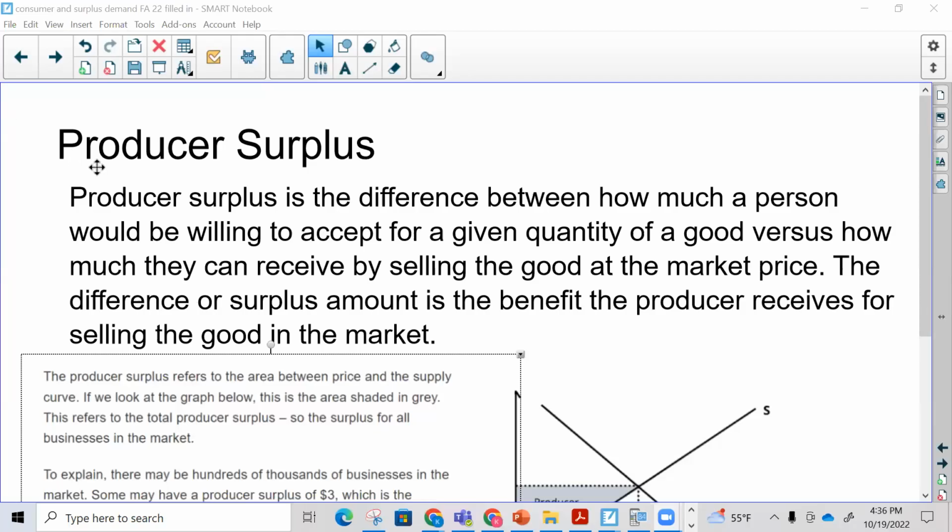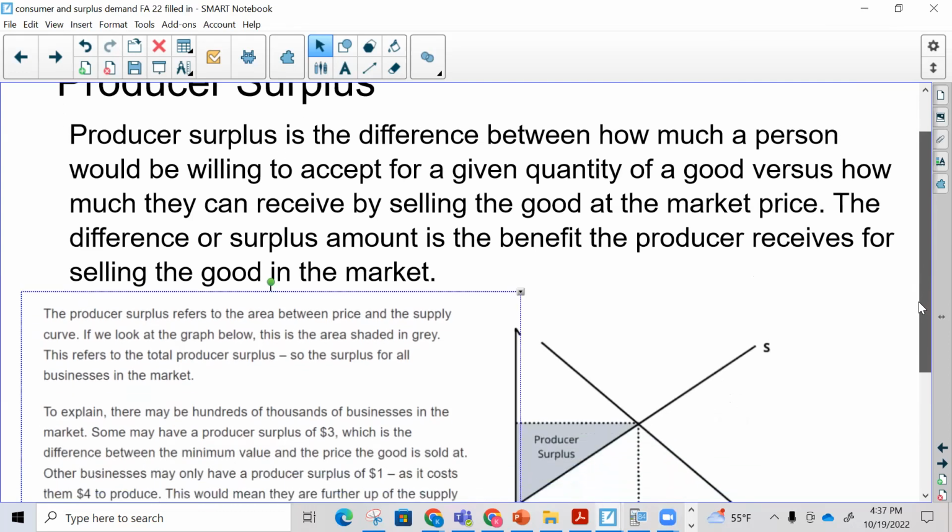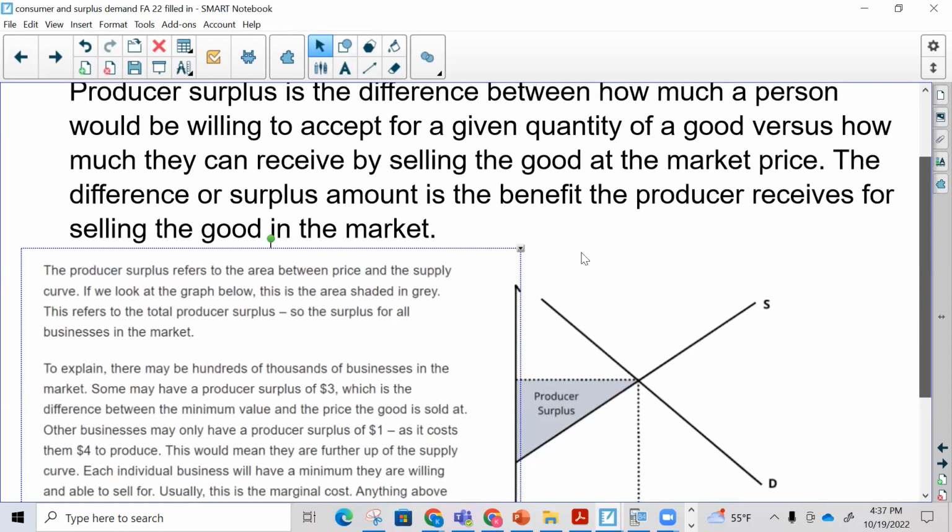So in this video, we are going to look at the producer surplus. The producer surplus is the difference between how much a person would be willing to accept for a given quantity of a good versus how much they can receive by selling the good at the market price. The difference, or surplus amount, is the benefit the producer receives for selling the good in the market.